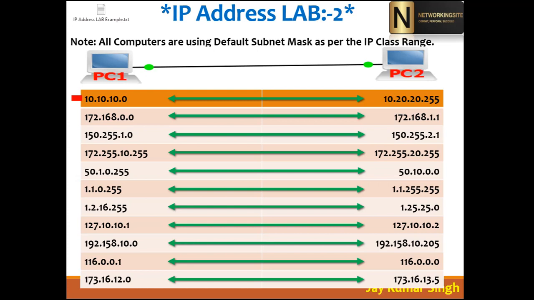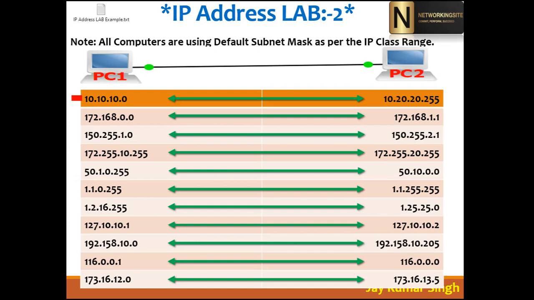The host part cannot be 0 or 255. All host part cannot be 0 or 255. So how many host parts do we have in class A? One, two, three host parts.